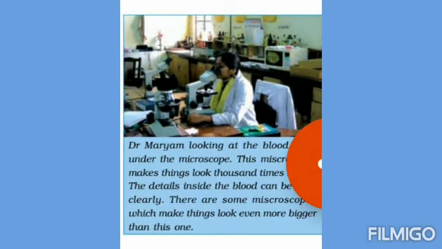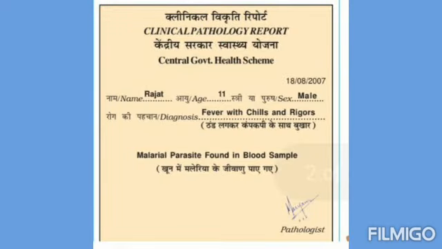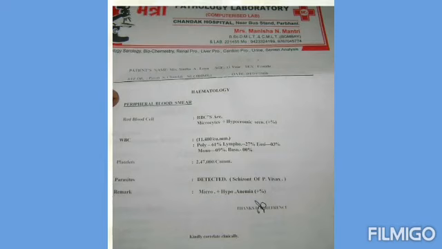This is the textbook picture you can find. This is the blood report of Rajat, which says he is 11 years old male and the diagnosis is fever with chills and rigors, malarial parasite found in blood sample. This is how a pathologist gives a report. This is another sample of a blood test report. You can read and find out the details, which also shows detected in the column of parasite, and P. vivax, which is malarial parasite. That means the patient has malaria.